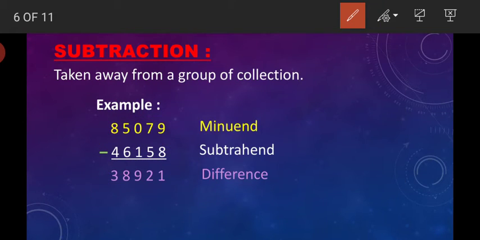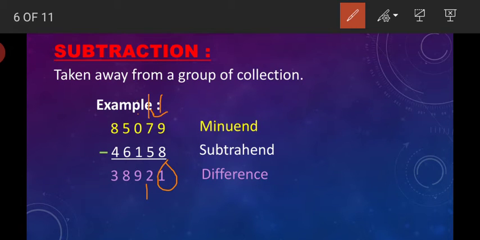Now come to how to subtract. While you are subtracting, you have to subtract from the right side. Here on the right, in the ones place, it is 9. So you have to start subtracting from the right side. So 9 minus 8 is 1. Next move towards the previous digit, that is 7. 7 minus 5 is 2 here.